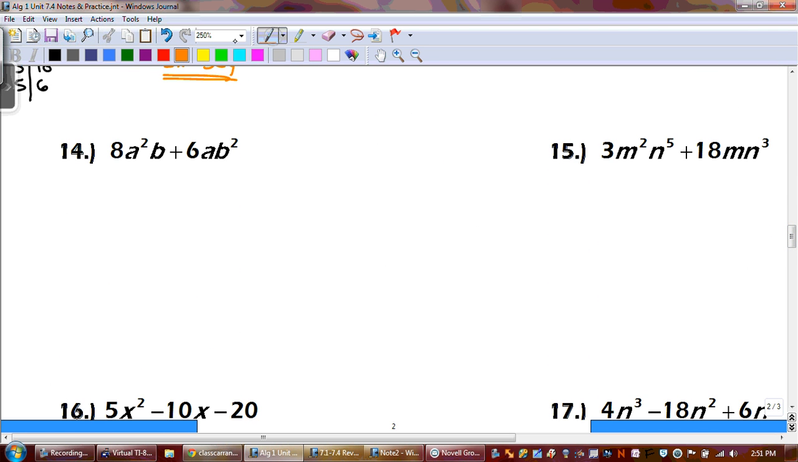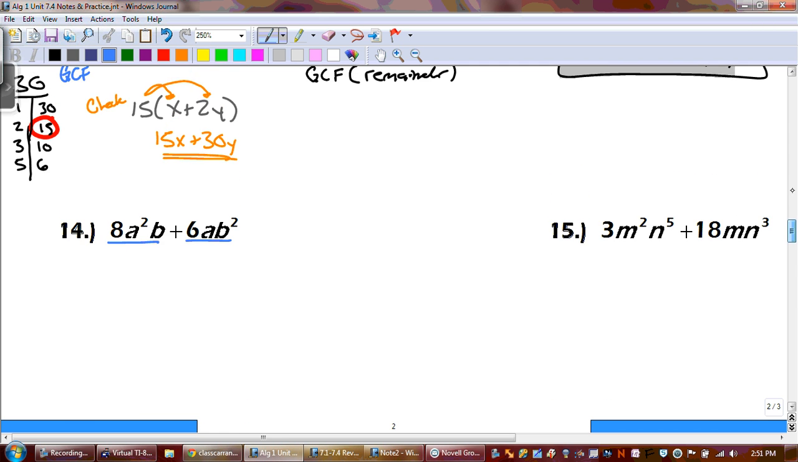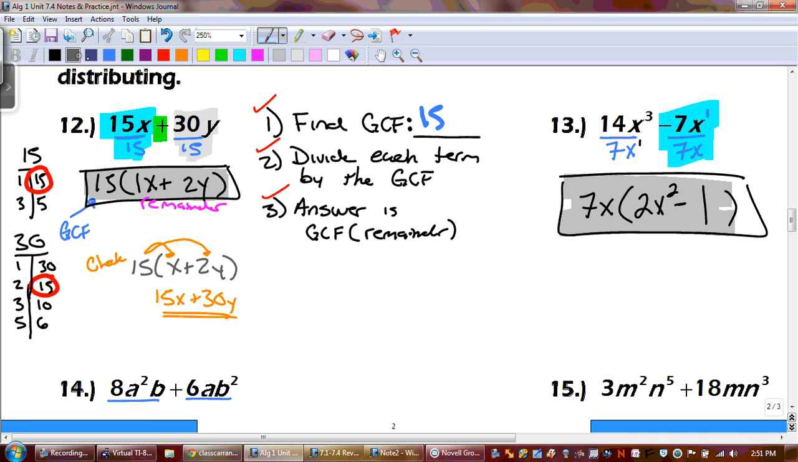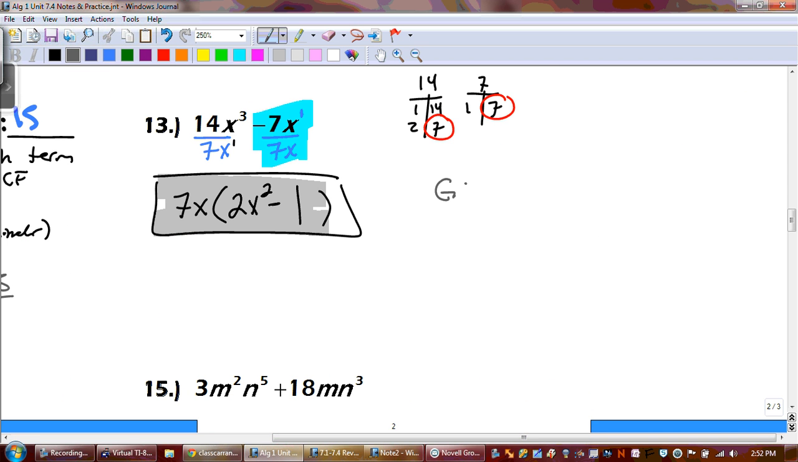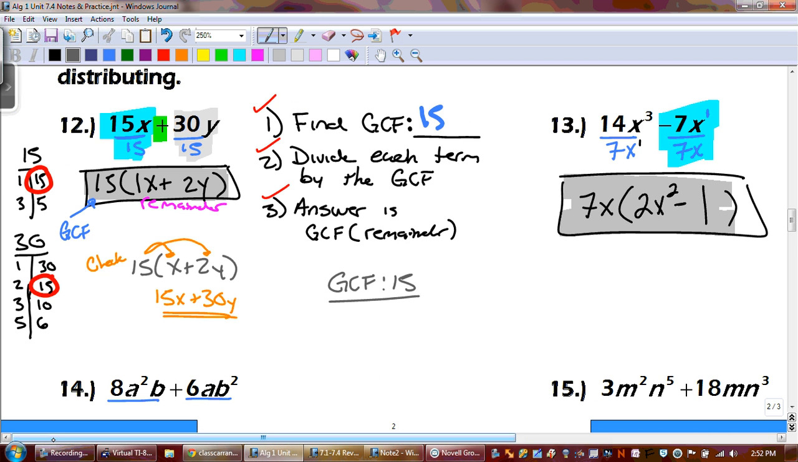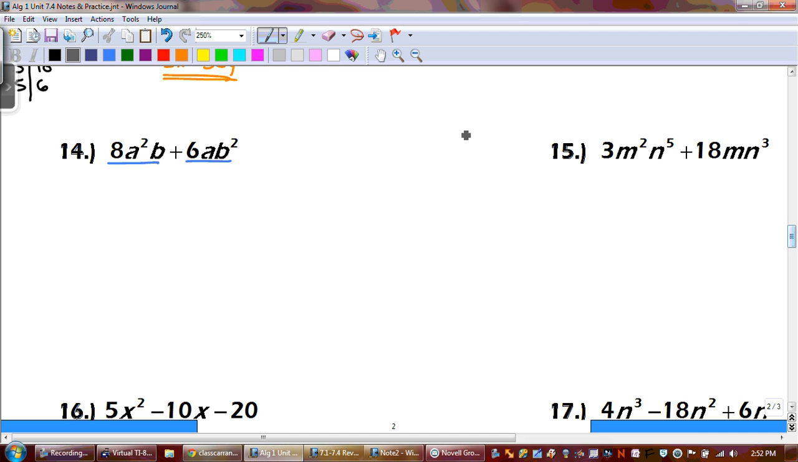Number 14. And the other thing is, you should be writing your GCF. Over there, your GCF was 15. Over here, our GCF was 7x. Write that down, guys. Okay. So for 14, our GCF, what is it?